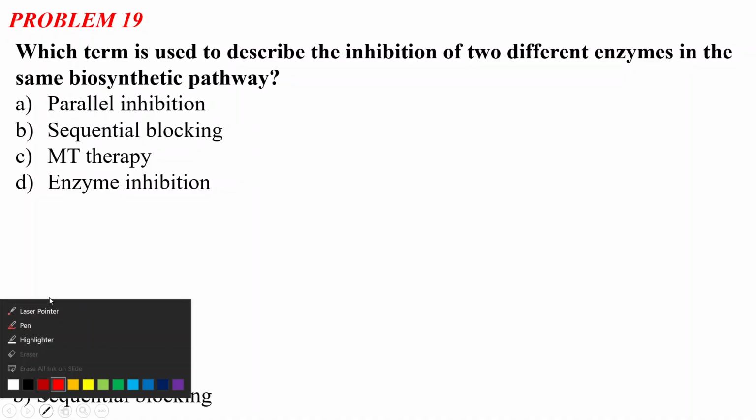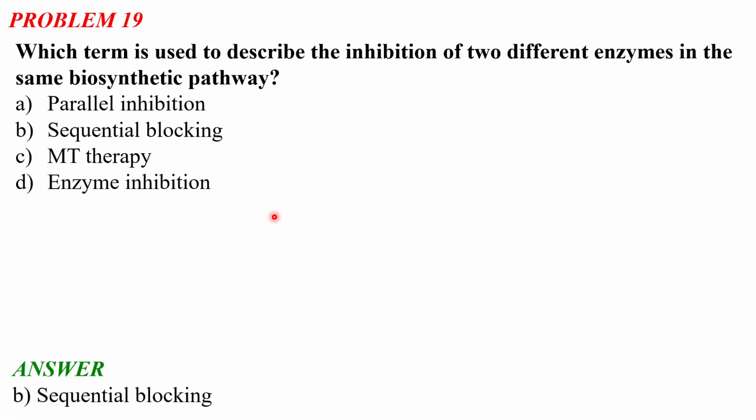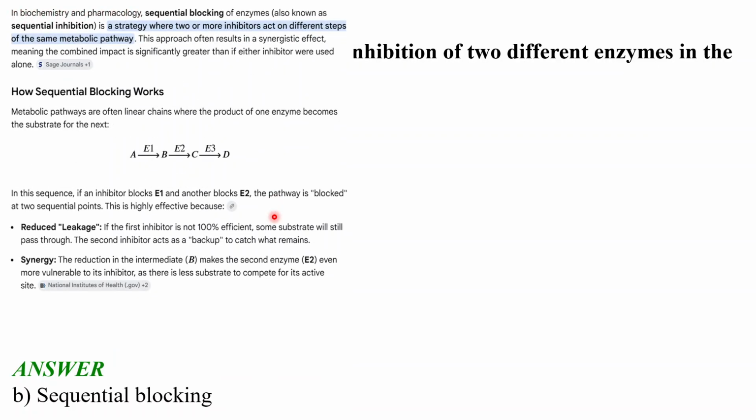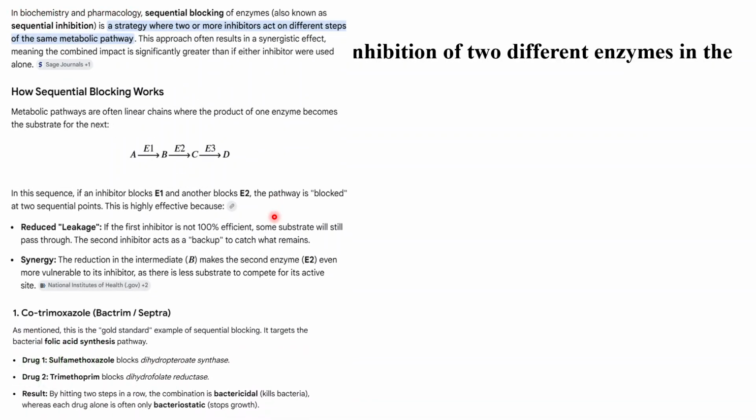Sequential blocking is the term that is used to describe the inhibition of two different enzymes in the same biosynthetic pathway. In biochemistry or pharmacology, sequential blocking of enzymes, also known as sequential inhibition, is a strategy where two or more inhibitors act on different steps of the same metabolic pathway. This approach often results in a synergistic effect, which means the combined impact is significantly greater than the inhibition when either inhibitor is used alone.